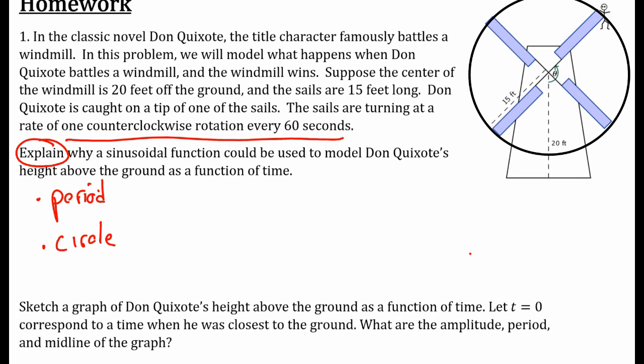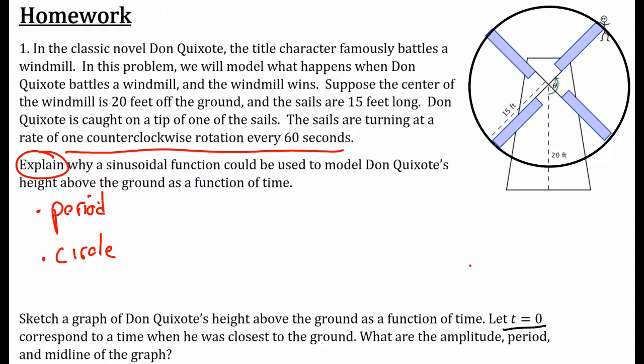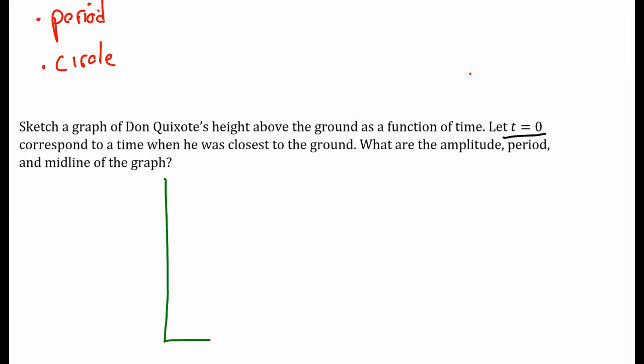The next part says, sketch a graph of Don Quixote's height above the ground as a function of time. Let t equal 0 correspond to a time when he was closest to the ground. Well, Don Quixote was closest to the ground here. This is a radius of the circle, and the radius is 15 feet. So Don Quixote was 5 feet off the ground. So on my graph, I need to make Don Quixote 5 feet off the ground at time equals 0. There's Don Quixote's initial height.